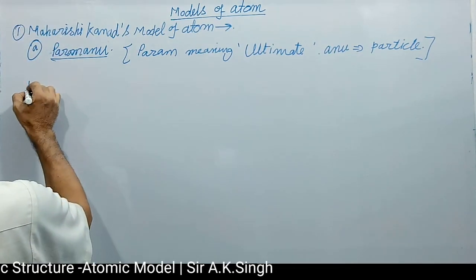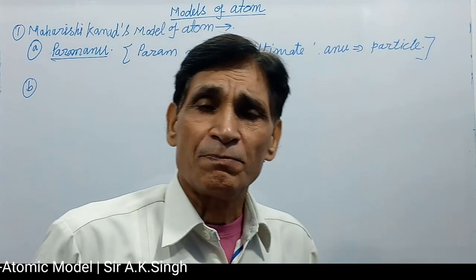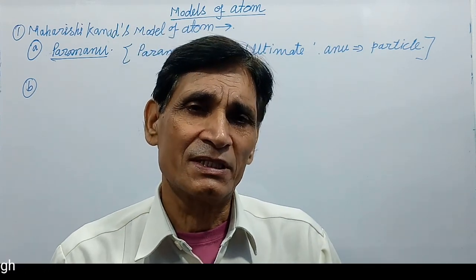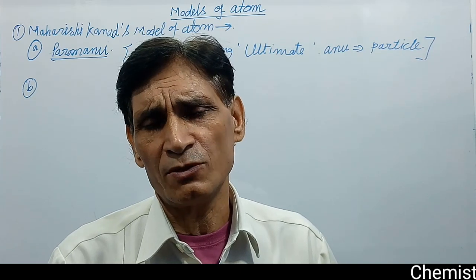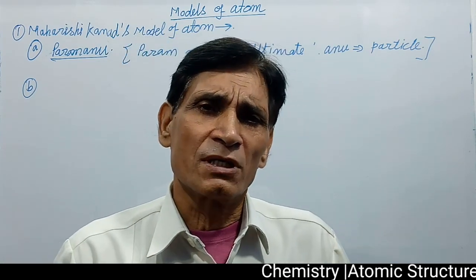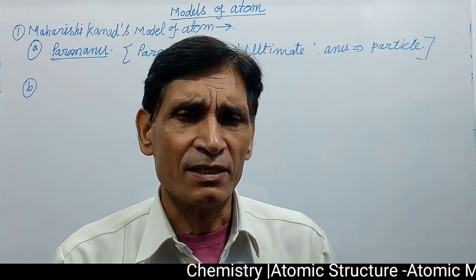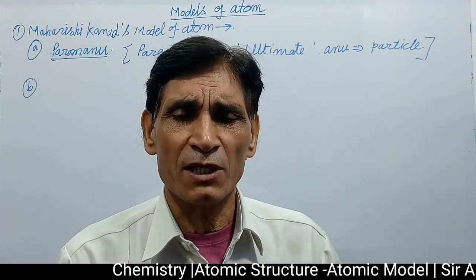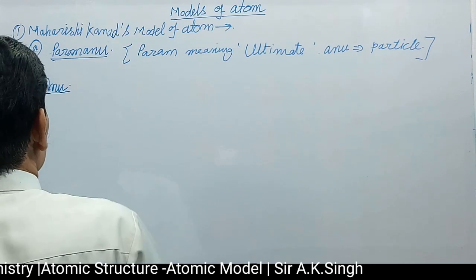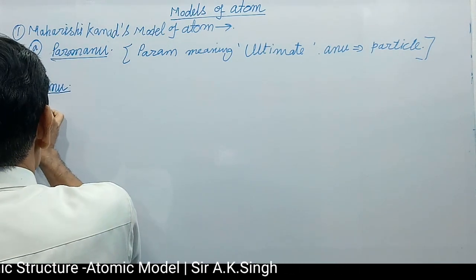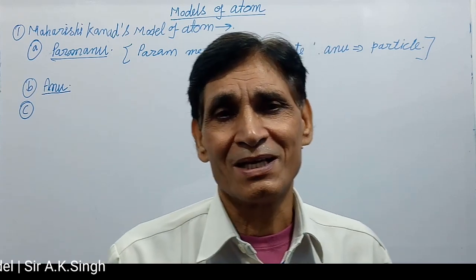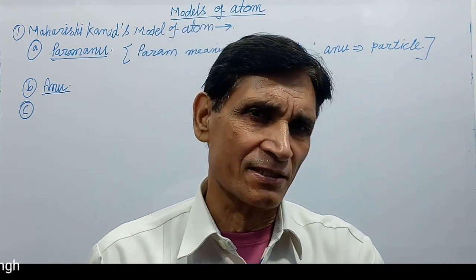Now, second point, according to Maharishi Kanad, Parmanu of substance cannot exist independently. There are different types of Parmanu. They are unstable, they cannot exist independently. Two or more Parmanu combined together to form a slightly bigger particle. That bigger particle formed by combination of Parmanu is called Anu. Hence, Parmanu is the ultimate, simplest unit of all matter.